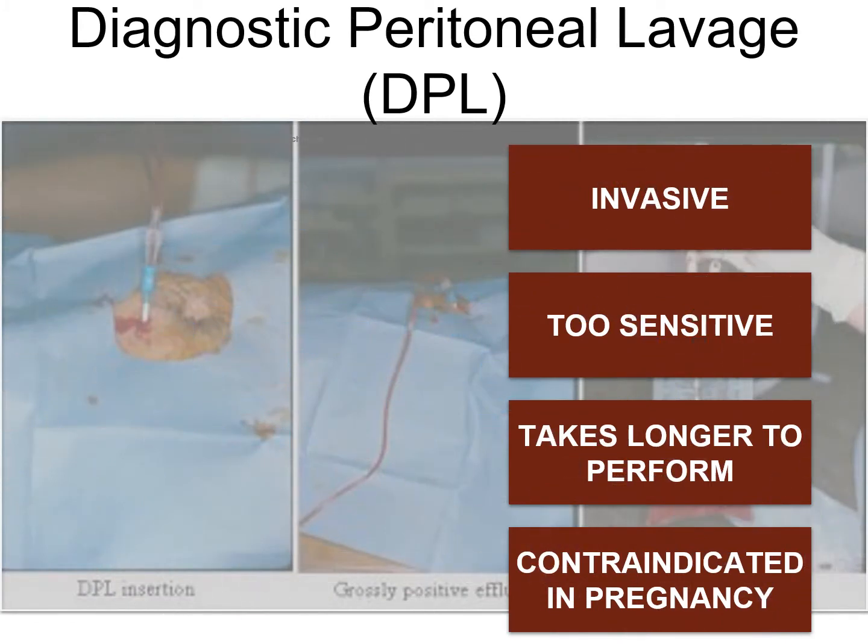So the problems with DPL, as you would imagine, it's very invasive. And if anything, it's too sensitive. It picks up tiny amounts of blood, including the blood you might make yourself by making the small hole in their abdomen. It's a long procedure. It's not a quick thing, and you can't do it on pregnant women. So it was not a perfect test to answer this clinical question of does this person need to go to the OR.